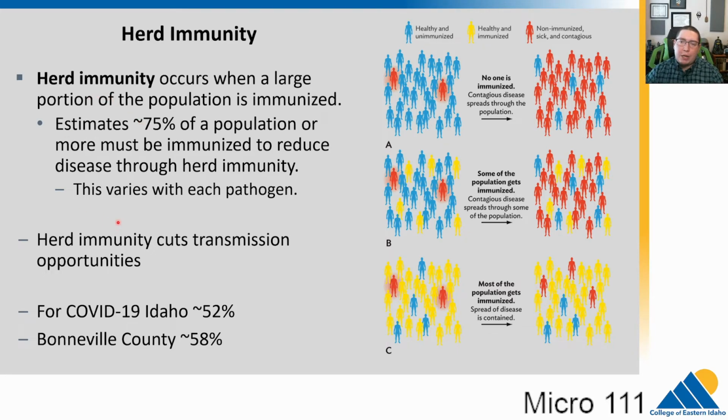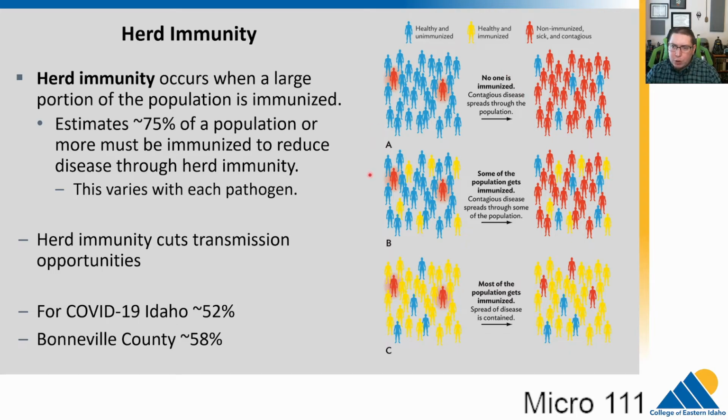Let's take a look at what's happening. In this example, blue individuals are healthy, unimmunized individuals. Yellow are healthy, immunized individuals. And red is non-immunized, sick, and contagious individuals. So you can see in this population, I don't know, there's about 30 people, maybe, let's say, and 2 of them are sick and contagious. The rest are not immunized. We see quite quickly that a large number of people get infected, right? That makes sense. It spreads throughout the population.